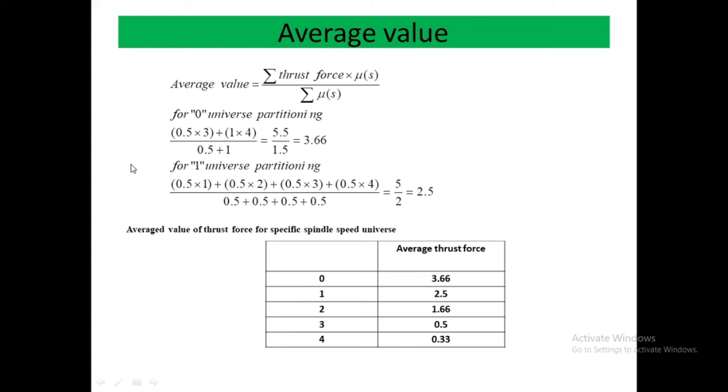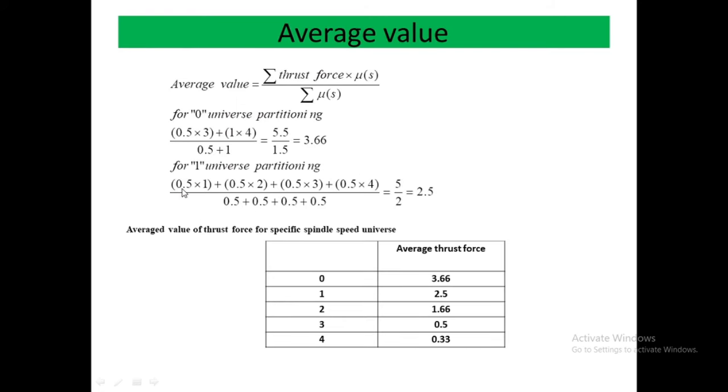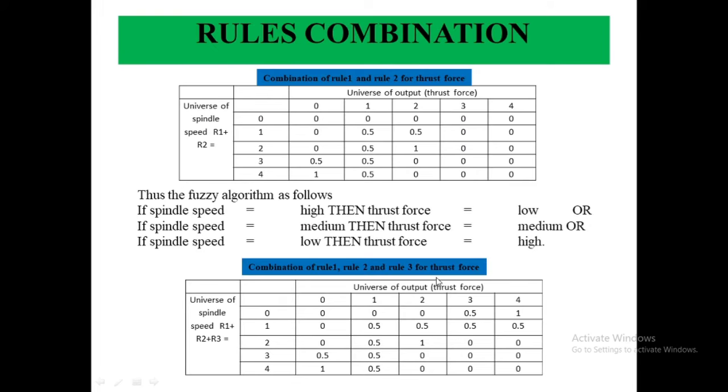Similarly, I frame another table, another fuzzy term, there is 1. Here you see how you frame 1 into 0.5, 2 into 0.5, 3 into 0.5, 4 into 0.5. Now you may be aware that 0.5 is the sum of thrust force value. Here see for 1, 0.5 is the sum of thrust force, so 0.5 into 1 plus the sum of thrust force 0.5 into 2.